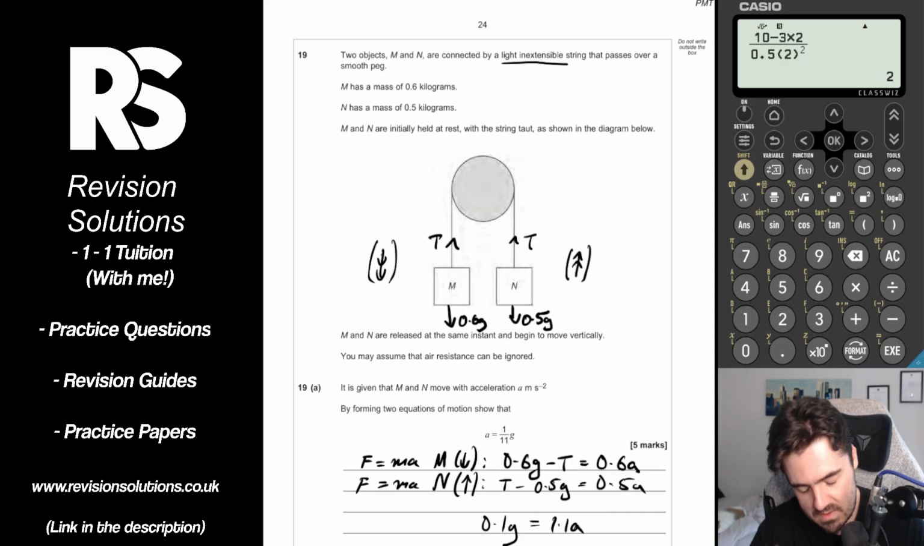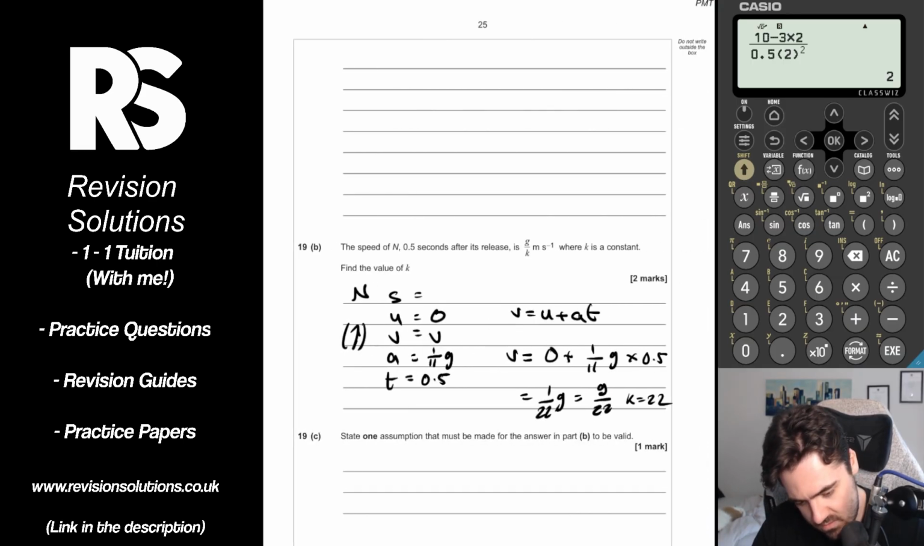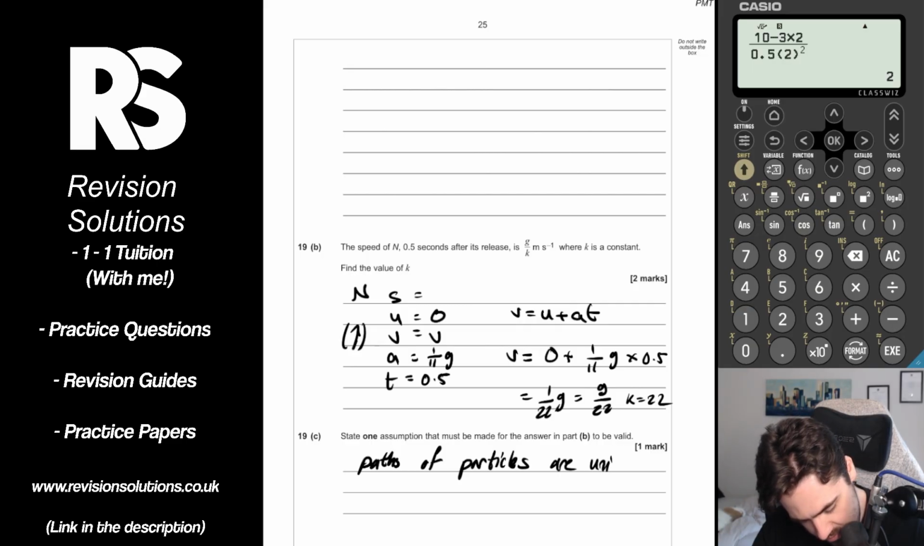Yeah, because maybe just from looking at the scale of this diagram, there might be a chance that N could hit this. So we'd say the paths of the particles need to be unimpeded for that half a second. So paths of particles are unimpeded for that 0.5 seconds.